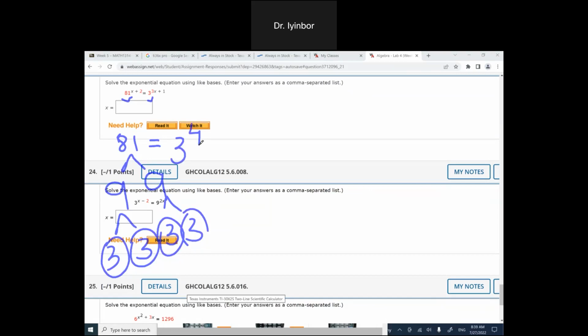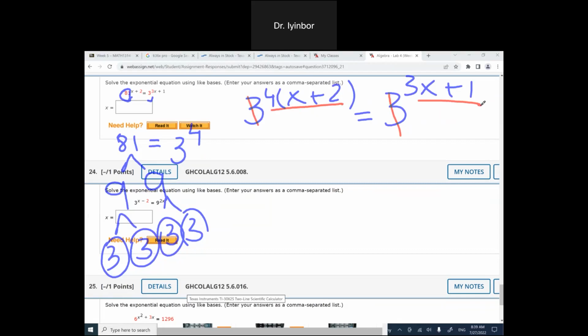So what I'm doing is replacing the 81 with 3 to the 4. So it's going to look like this: 3 to the 4, and then I have exponent x plus 2 in the exponent, equals 3 with exponent 3x plus 1. Now, after you get the same bases, you have 3 with exponent equals 3 with exponent. You cross out the bases and solve the exponent equals the exponent. So how you solve it? You do the parentheses here. 4 times x is 4x plus 4 times 2 is 8 equals 3x plus 1. And you're solving this equation.